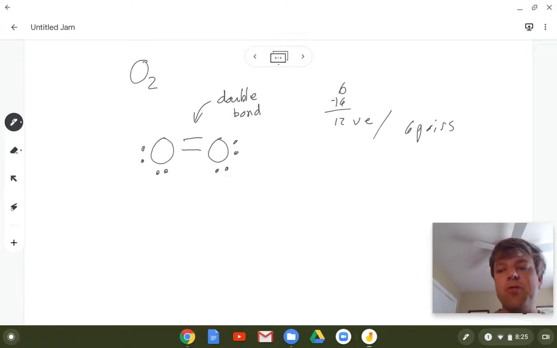So by sharing 2 pairs of electrons, these 2 oxygens are able to achieve the octet rule as well, because each oxygen has 8 electrons around it. 2, 4, 6, 8. 2, 4, 6, and 8. And that's the way the oxygen atom actually exists: it is a double bonded molecule.